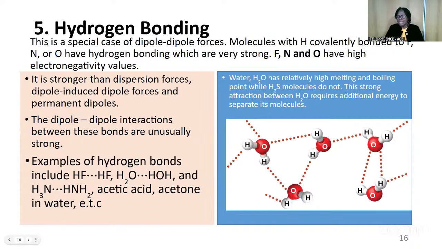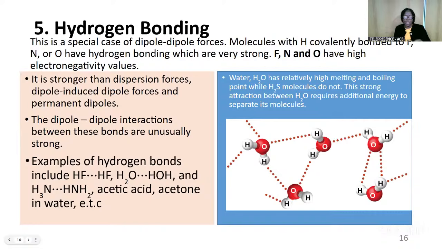Like I said, it's a type of dipole-dipole attraction, but it's peculiar. It's very strong, stronger than any kind of IMF. It's the strongest of them. So it's very unique. And because it's stronger, it's able to impact the physical properties of molecules more than any other type of attractive force. So the dipole-dipole interaction between these bonds, they are usually very strong. And for example, I gave you HF.